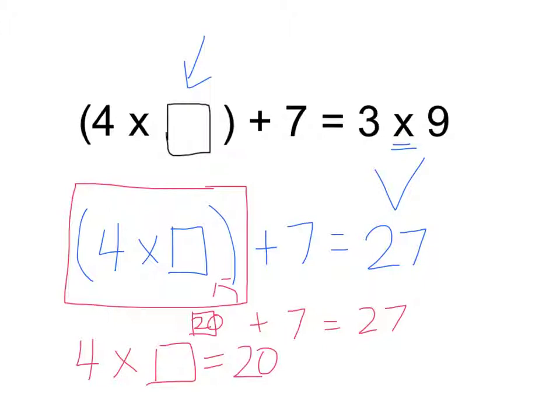I know we need to break that down a little bit, but here I have enough clues. So now all I need to do is roll my 4's until I hear the number 20. Here we go. 4, 8, 12, 16, 20. 4 times 5 equals 20. So 5 is in my magic number box.